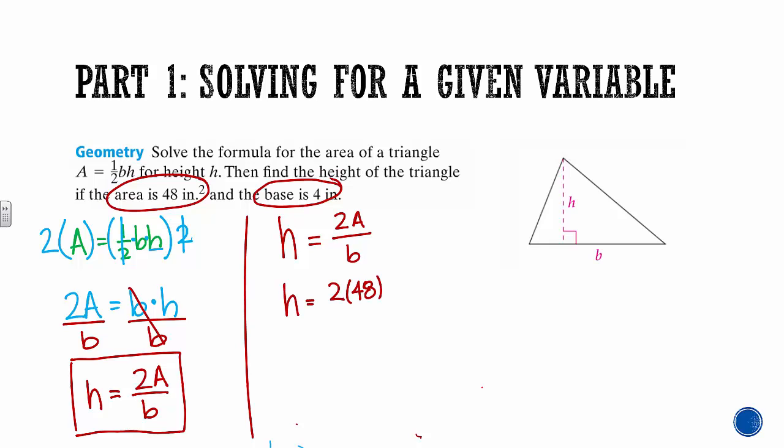2 times 48 divided by 4. So 2 times 48 gives me 96. And if you divide that by 4, you can think 4 goes into 9 twice with 1 left over, and it goes into 16 4 times. So the height has to be 24 inches.